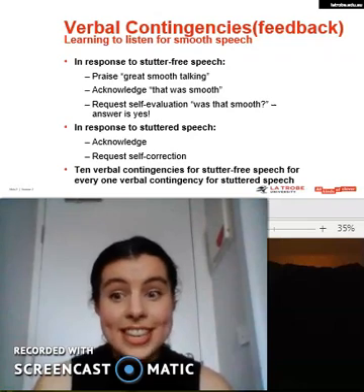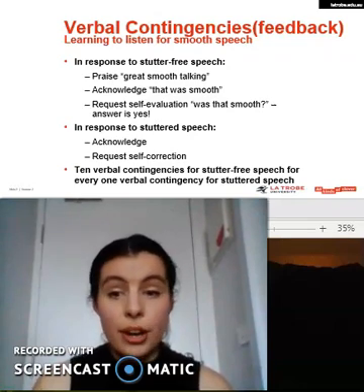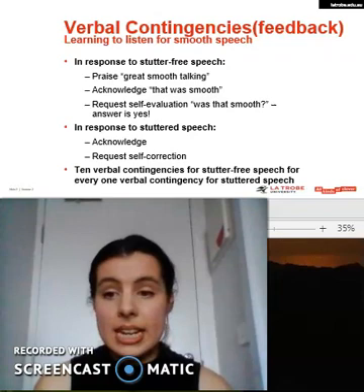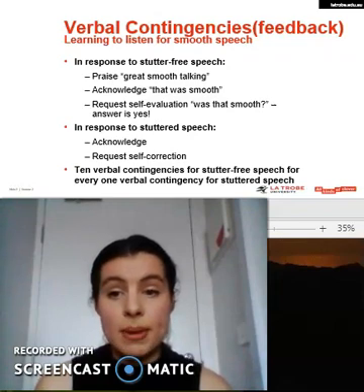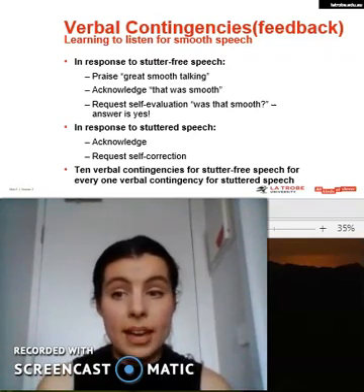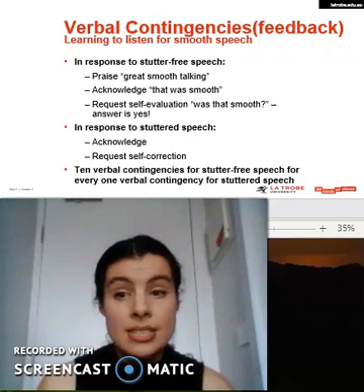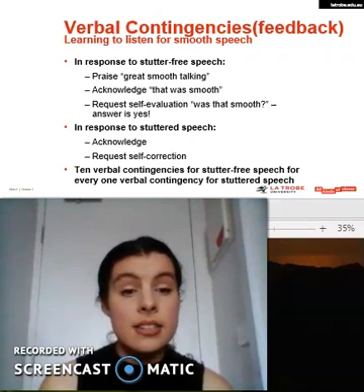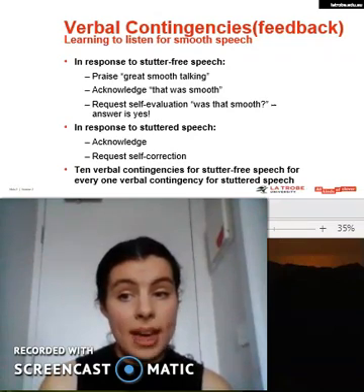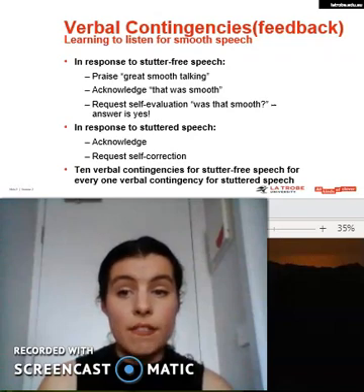So, verbal contingencies. This is the most important part of the program. Parents must have the ability to correctly identify stutter-free moments and deliver appropriate verbal feedback. This is especially important in stage 1 clients, as you will spend some time working with parents to identify stuttered and stutter-free moments to decide when to deliver correct feedback. We call this feedback parent verbal contingencies, or VCs.